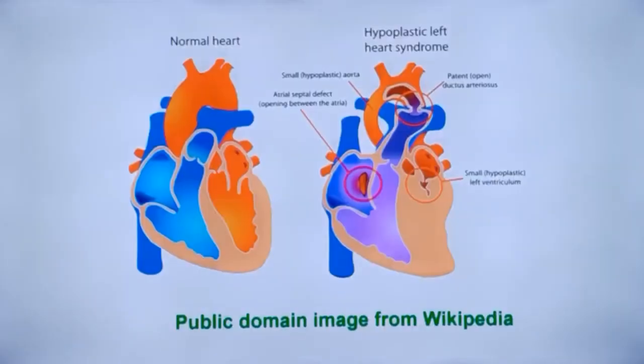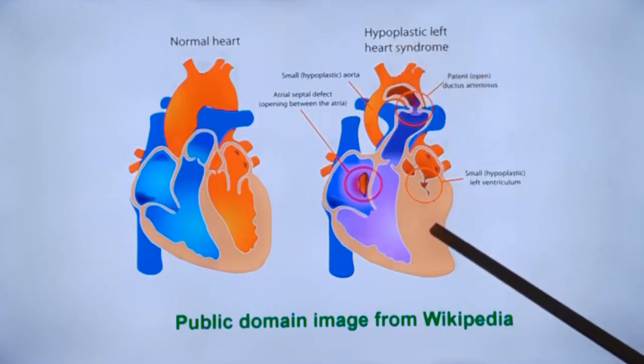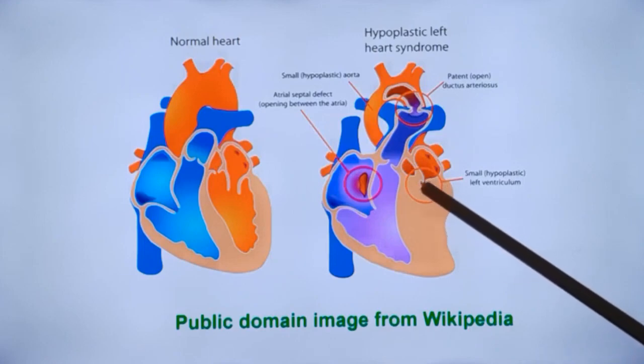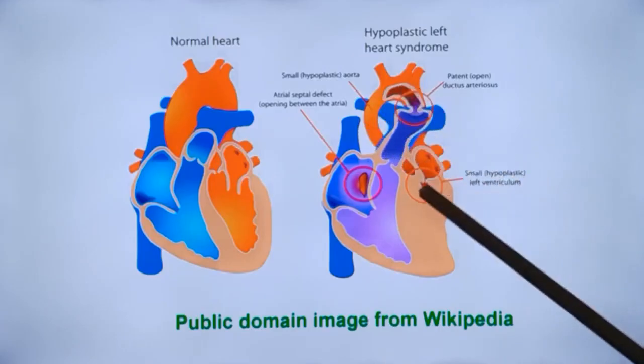This is a diagrammatic representation of hypoplastic left heart syndrome. The left ventricular cavity is hypoplastic, the mitral valve is either very small or atretic, the same is true of the aortic valve, and the ascending aorta is hypoplastic.